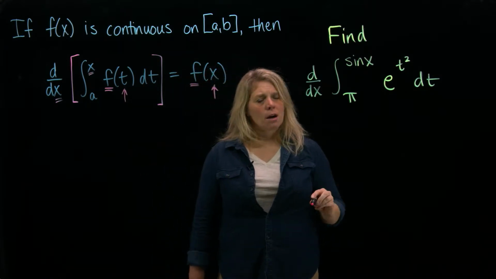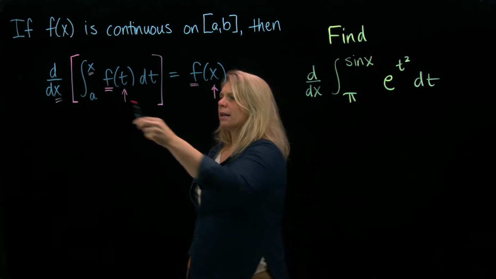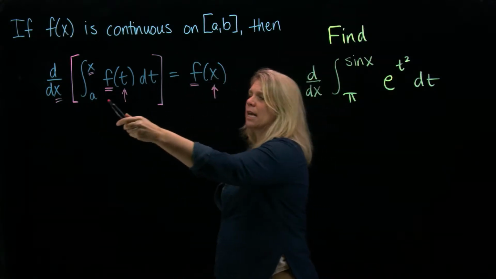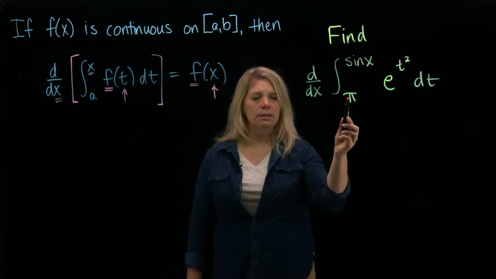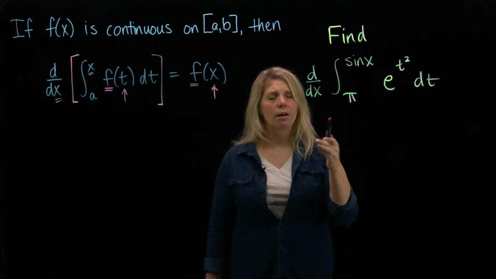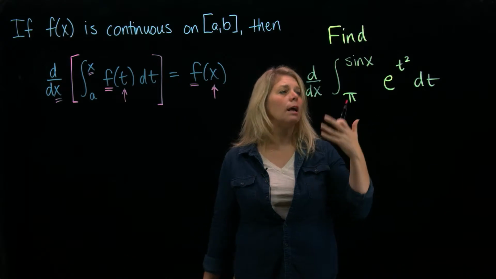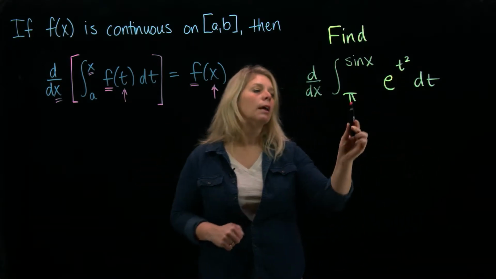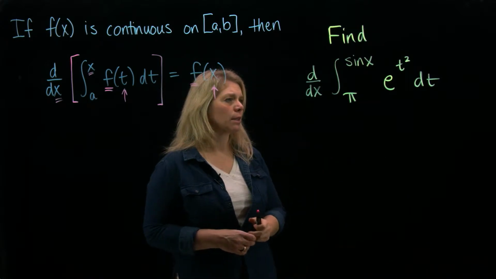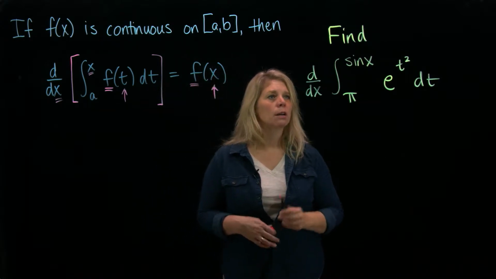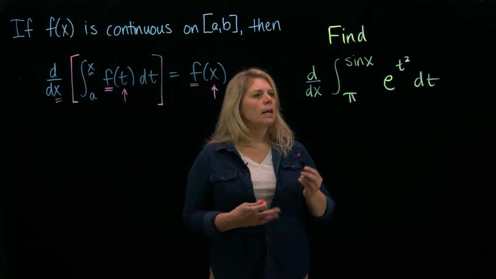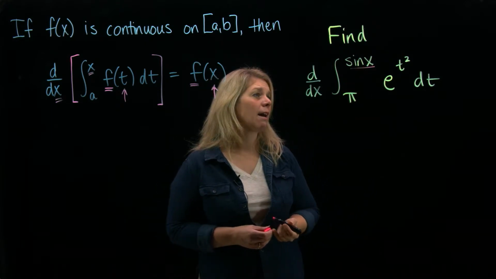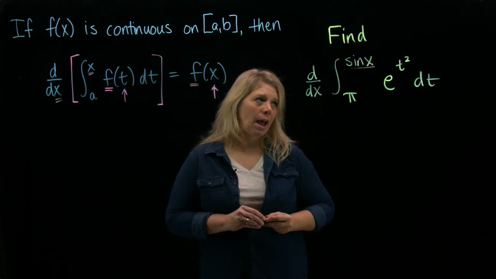All right, so one important thing about that is notice that in this result over here, I don't have anything involving the a. So the fact that this is starting at pi instead of at 0 is actually unimportant, unless perhaps my function was not continuous everywhere, and then I would maybe need to make sure that it was continuous on the interval that we were interested in. What is important, though, is that I don't just have x up here in my upper limit of integration. I actually have a function of x.